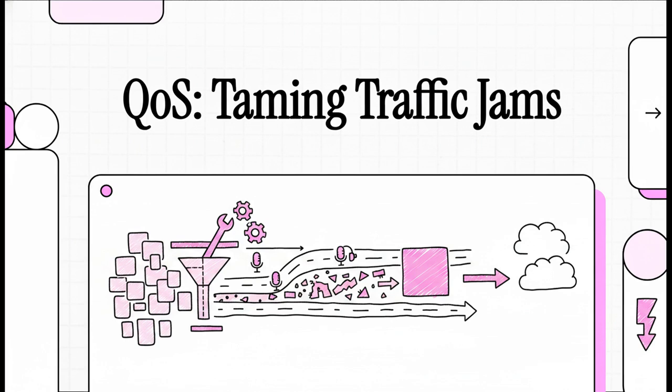Look, if you've ever had a VoIP call break up into those robotic stutters while someone else in the office was downloading a massive file, well, you've experienced the exact problem QoS is designed to solve. In this explainer, we're going to look at the tools we use to tame that exact traffic jam.